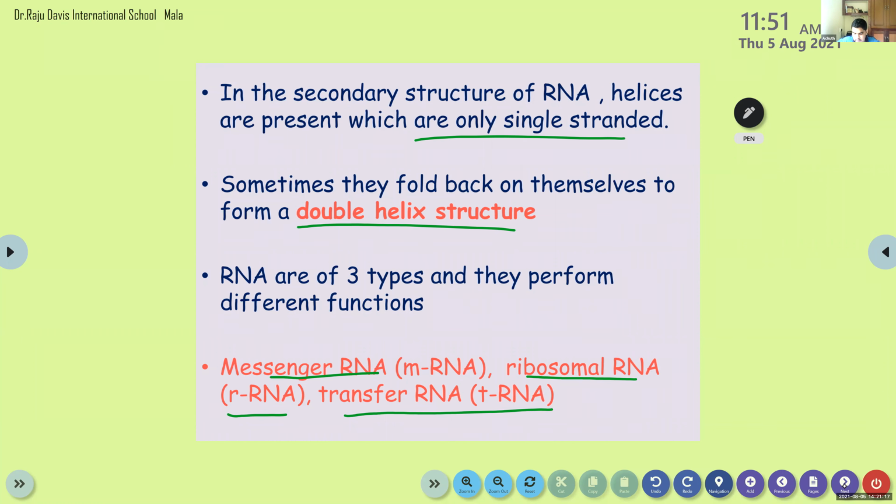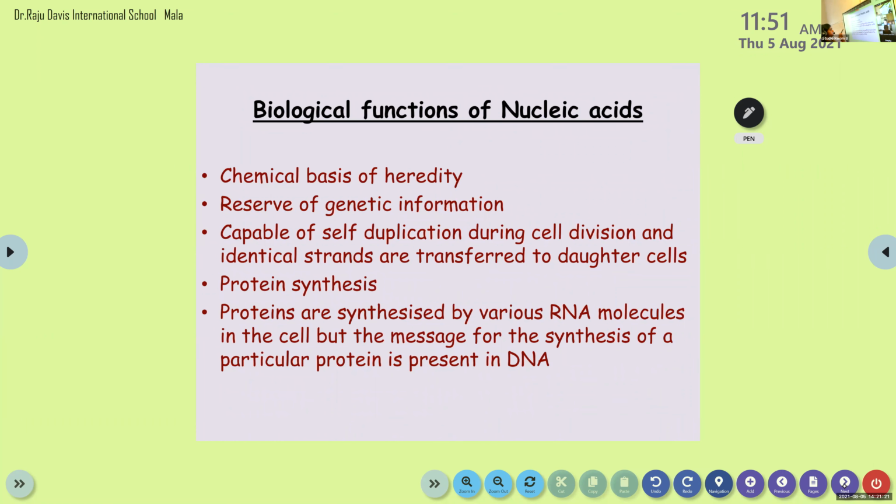Then one more thing, that is the biological functions of nucleic acid. Chemical basis of heredity, because they are able to transfer the genetic information. Reserve of genetic information. Then they are capable of self-duplication. That means they can produce duplicates by themselves during the cell division, so identical strands are transferred to daughter cells.